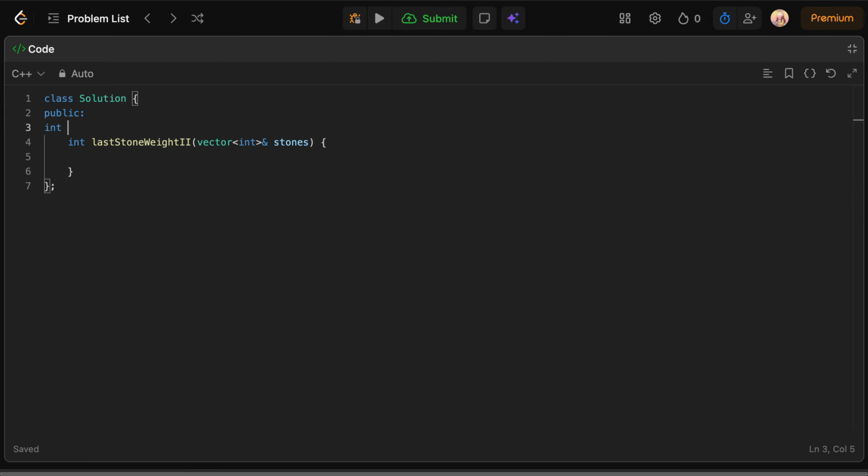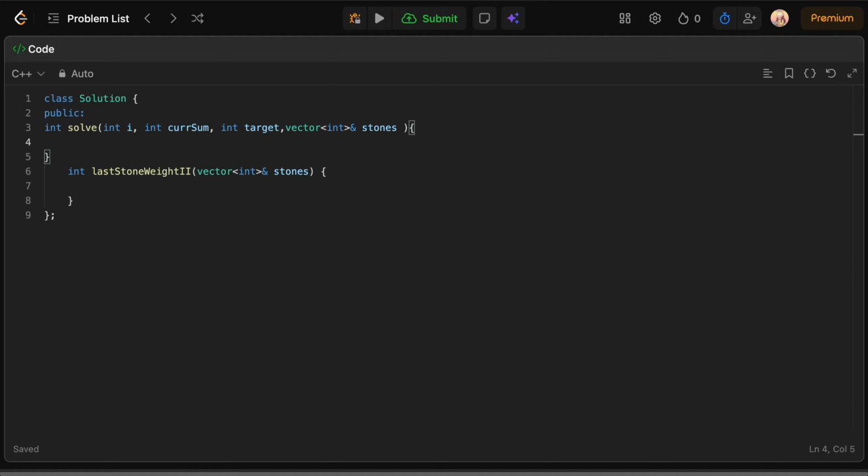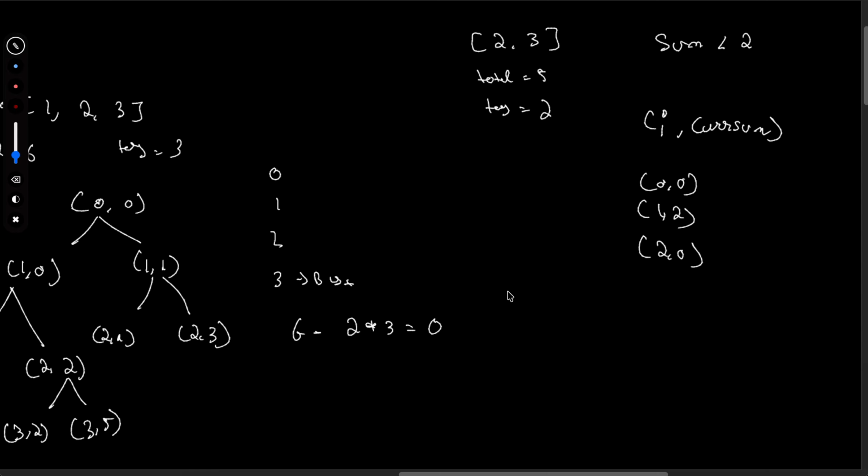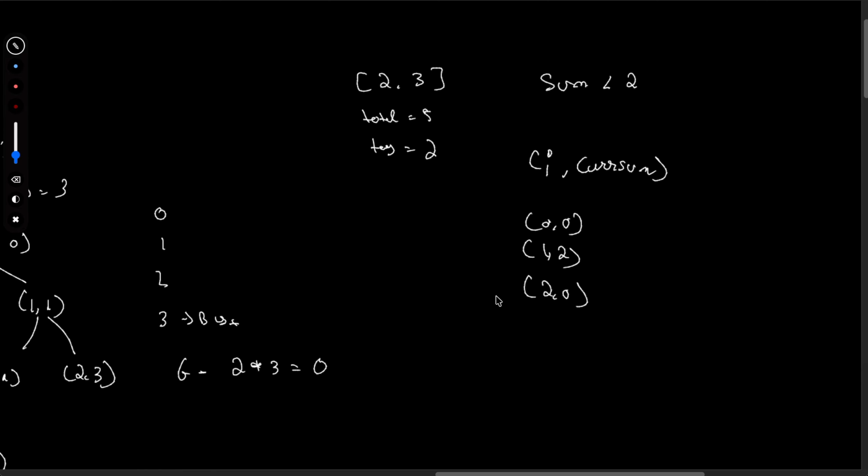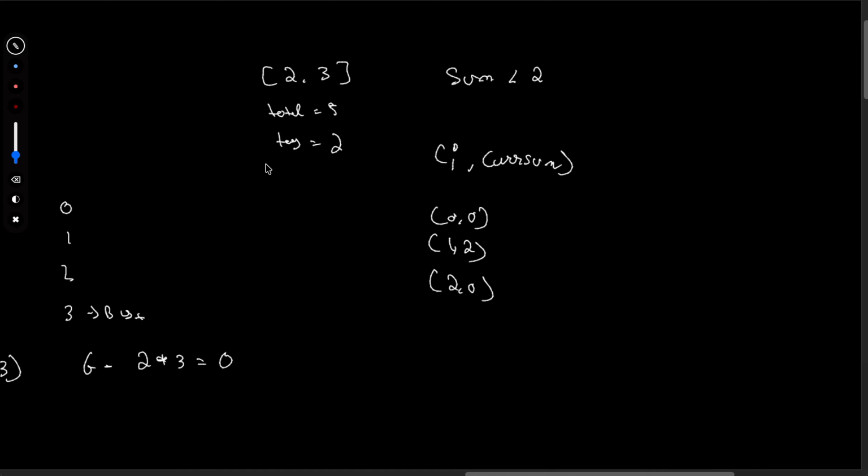so in solve, int I, int current sum, int target, and we call this. See. Next we have taken this example now, 2 3.